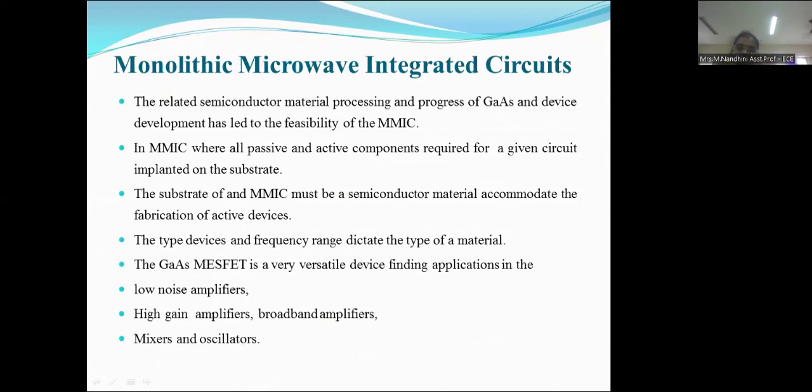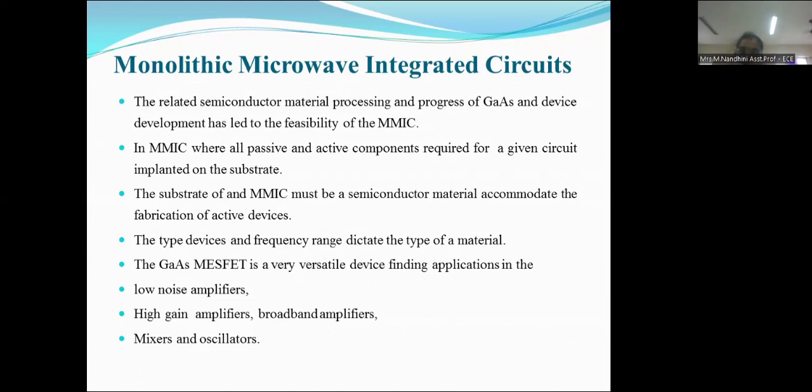Then we come to MMIC, that is, the monolithic microwave integrated circuit. It means a single stone, so it can be manufactured from a single chip of semiconductor. Related to semiconductor material processing and the progress of GaAs, the devices have led to the feasibility of MMIC. In this MMIC, all passive and active components for a given circuit are implanted into the substrate.